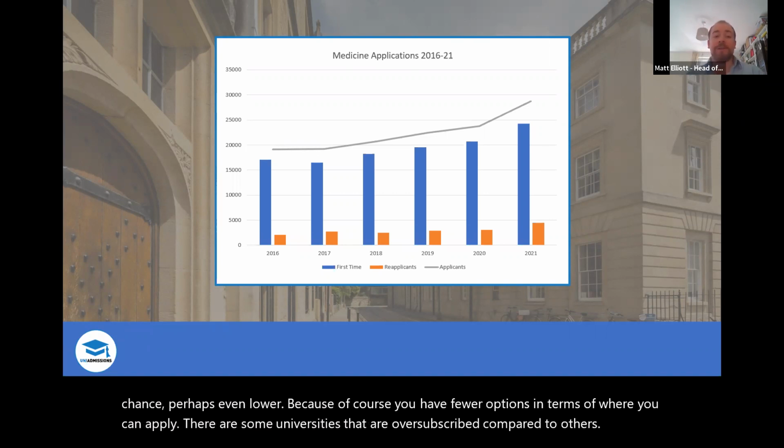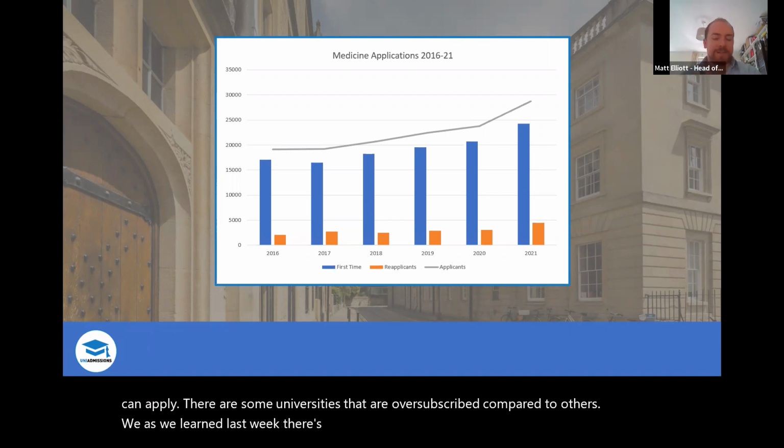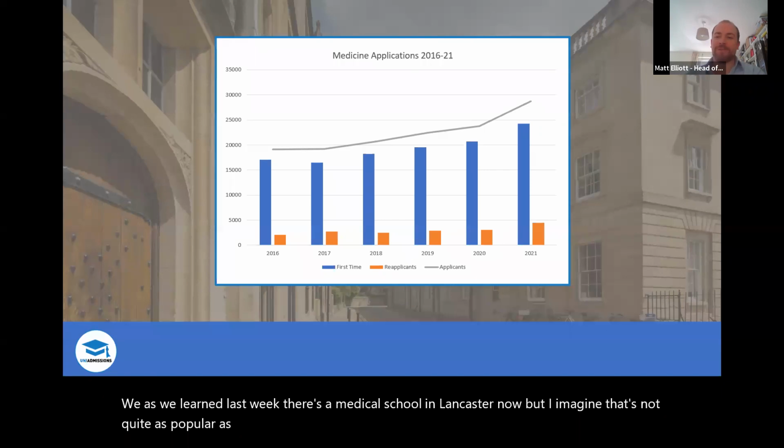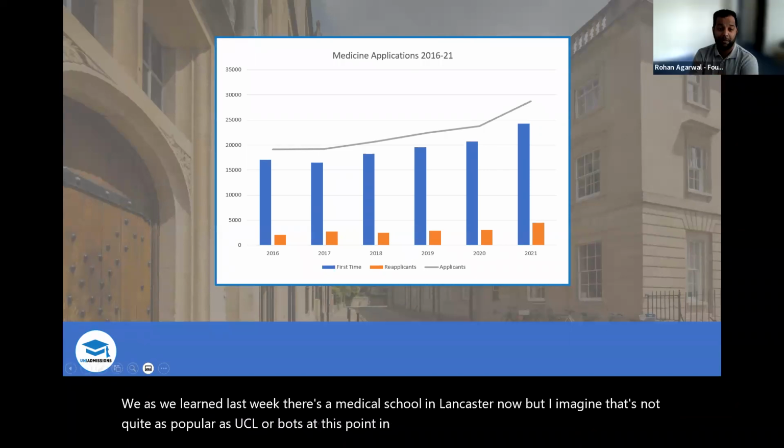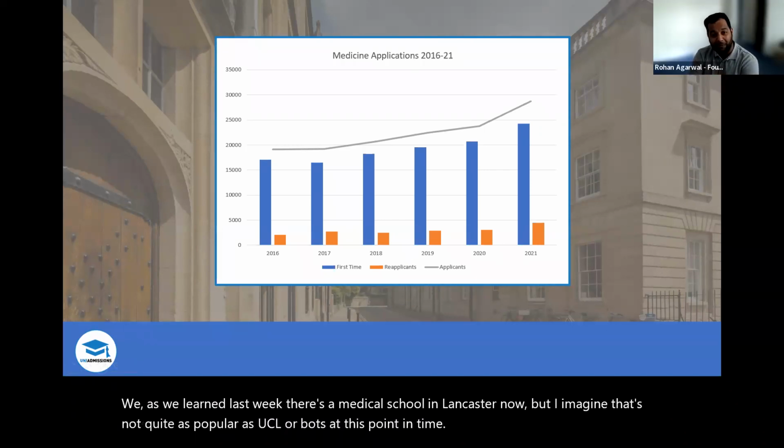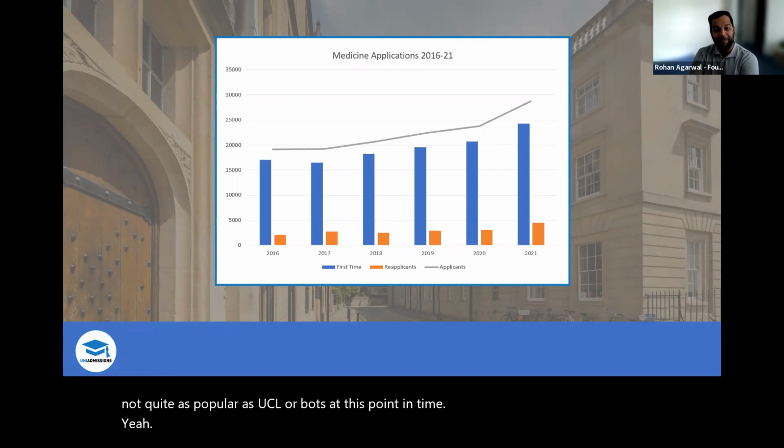As we learned last week, there's a medical school in Lancaster now, but I imagine that's not quite as popular as UCL or Barts at this point in time. Yeah. It's interesting how flat that curve is for a few years, and then it really rocks up. Essentially, we start seeing that lift even pre-COVID, don't we?